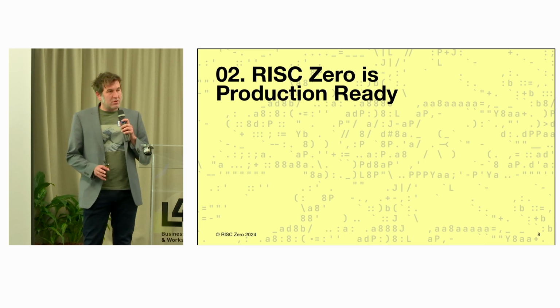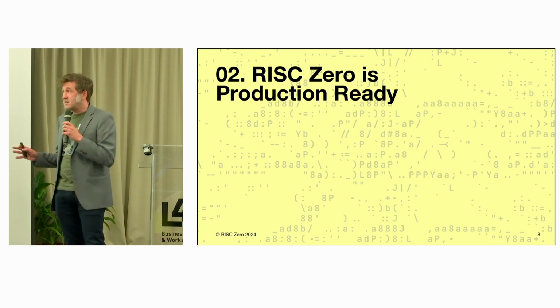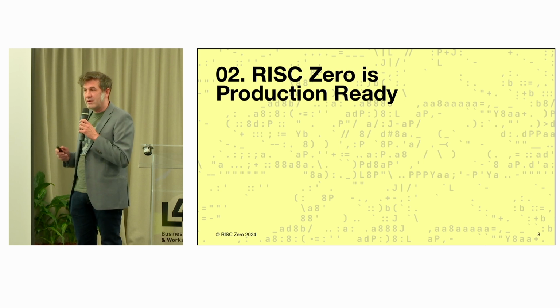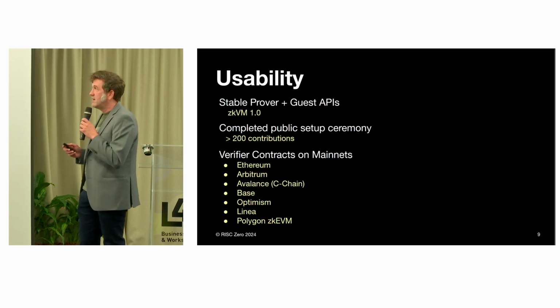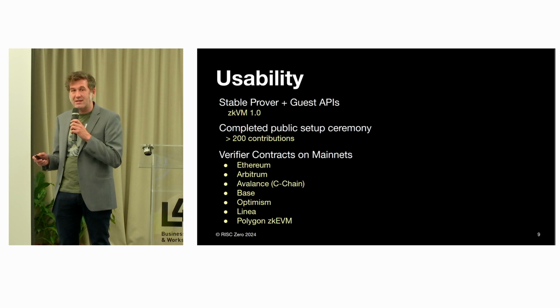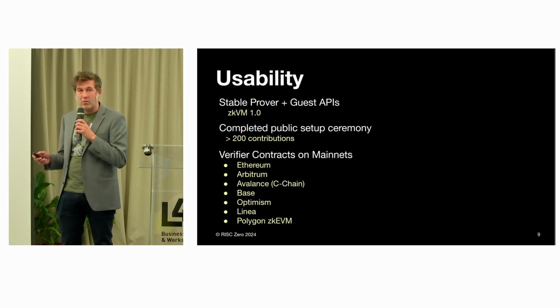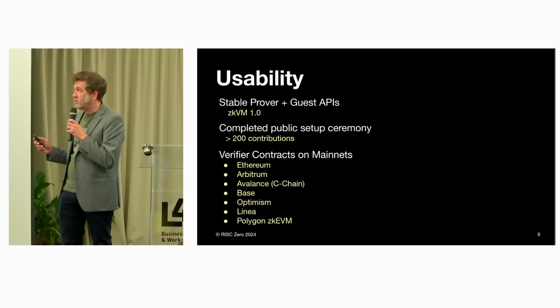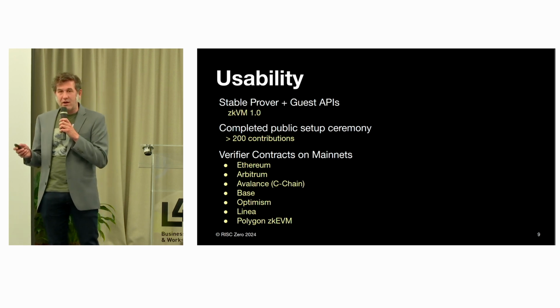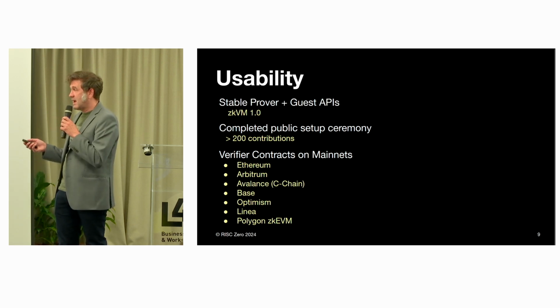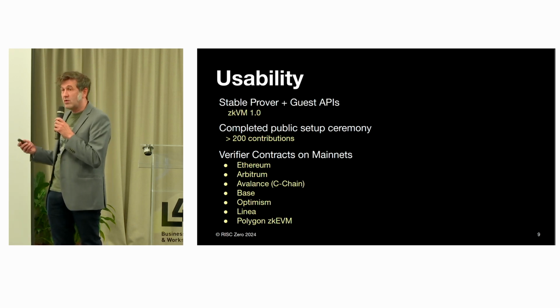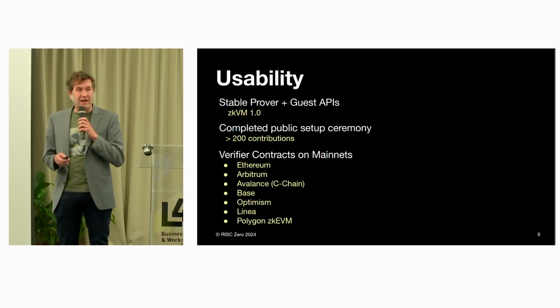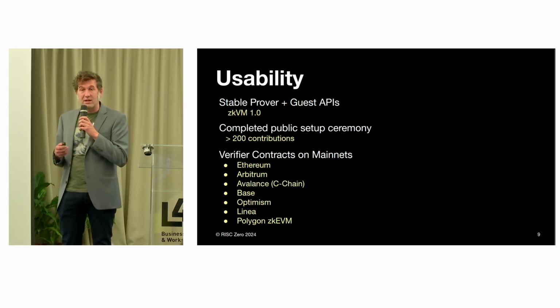I wanted to talk quickly about where RISC Zero as a product is. One of the key things is that we are absolutely production ready. We have stable prover and guest APIs, so if you build something on the ZKVM 1.0, you can rely on that being supported moving forward for all of eternity. We have completed all of our public setup ceremonies, and we have verifier contracts running on many of the main nets, and we will continue to increase this list with the goal of being able to verify RISC Zero proofs on more or less any blockchain.